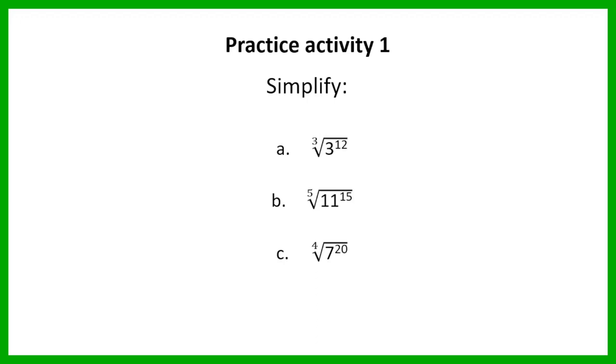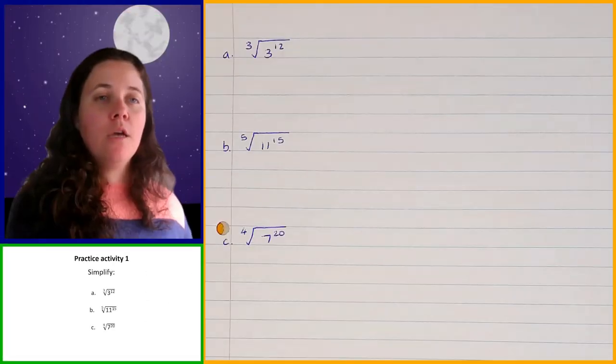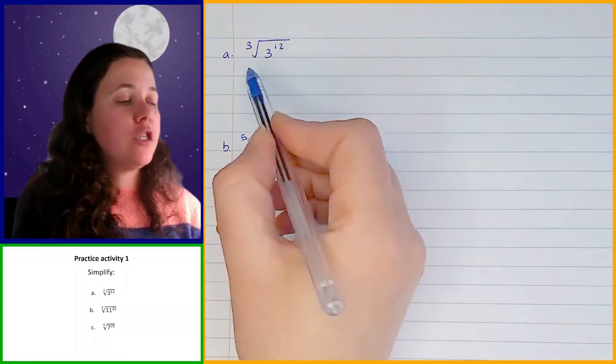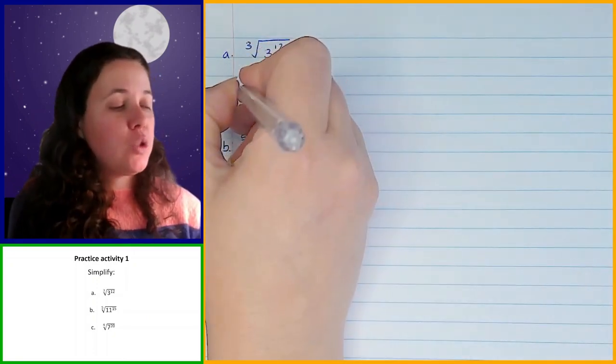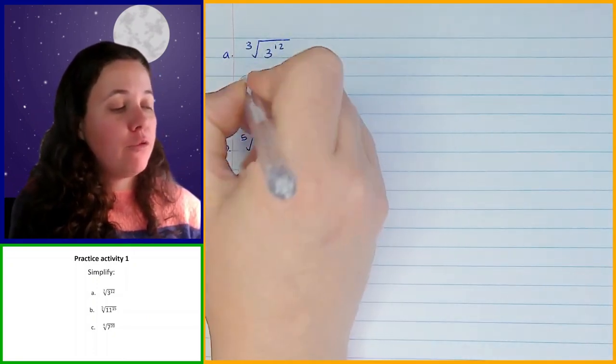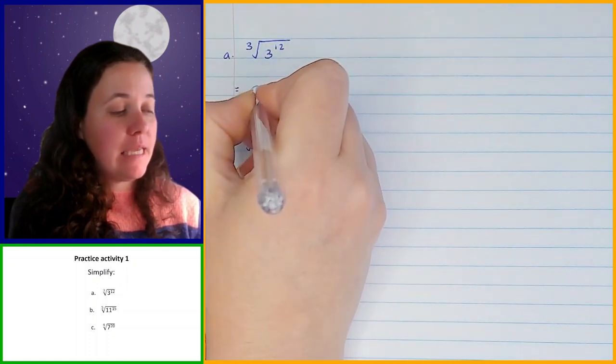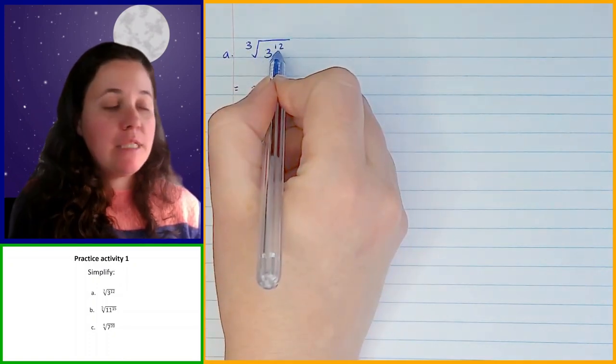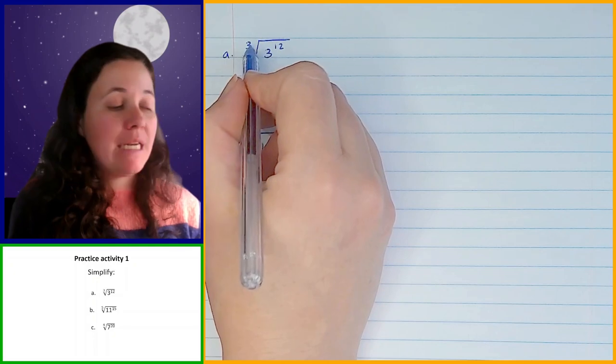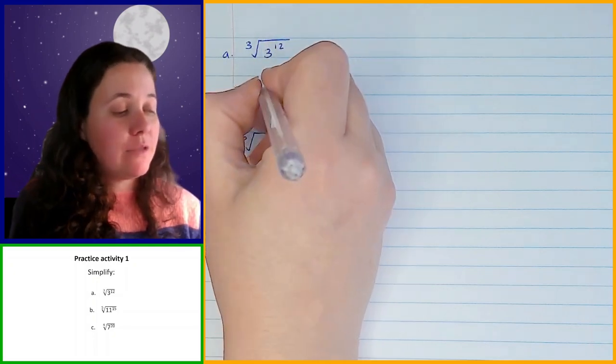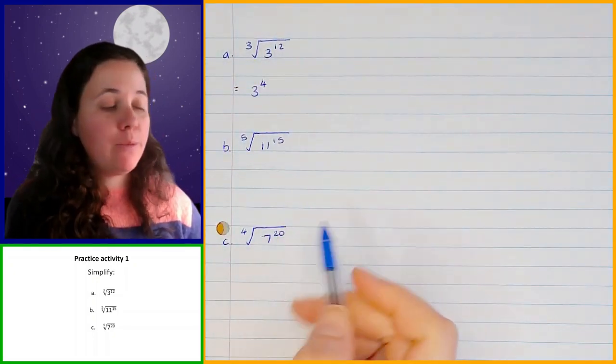Okay, so let's go through those examples. So in question A, we had the cube root of 3 to the power of 12. So when you simplify this, the 3, the base, is going to stay the same. We're going to take our exponent and divide it by the radical's index. So that's 12 divided by 3 is 4. So you should have got 3 to the power of 4.